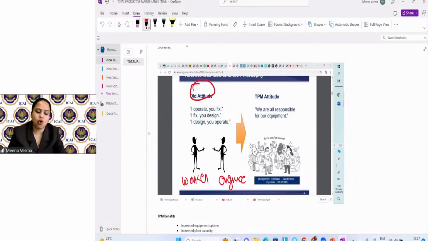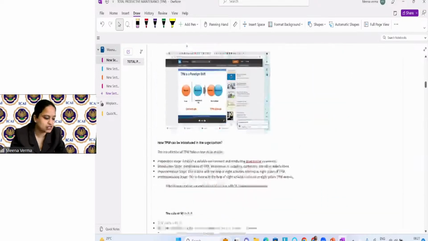So this was the old attitude. The worker is operating, and the engineer will fix the problem if there is any problem. I fix, you design; I design, you operate. So the engineer is designing, the worker is operating. This is the old attitude. Now, what is the TPM attitude, the total productive maintenance attitude? We are all responsible for our equipment. Maintaining the equipment is not the responsibility of only the engineers. Workers are equally important to maintain the machines, right?